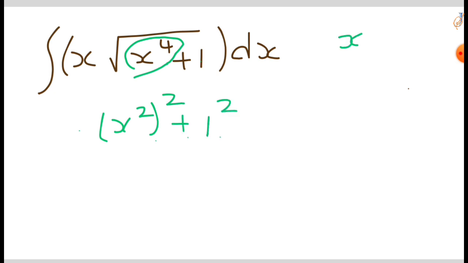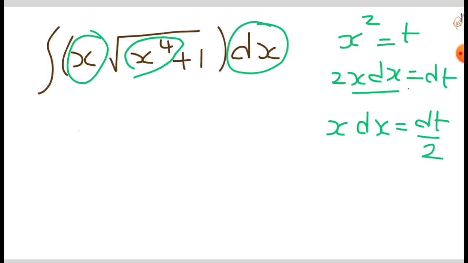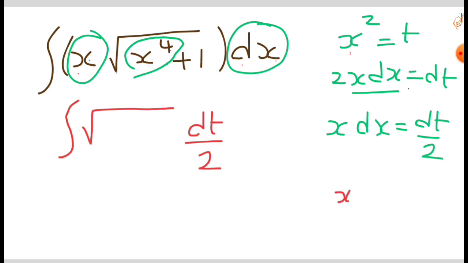If we consider x raised to the power of 2 as t, then 2x dx equals dt. We are given x dx, isn't it? So let's take only x dx, that is equal to dt over 2. Let's convert in terms of t. Integral x dx is nothing but dt over 2. We consider x raised to the power 2 as t. That means x raised to the power of 4 is t power 2. Let's take t power 2 plus 1.